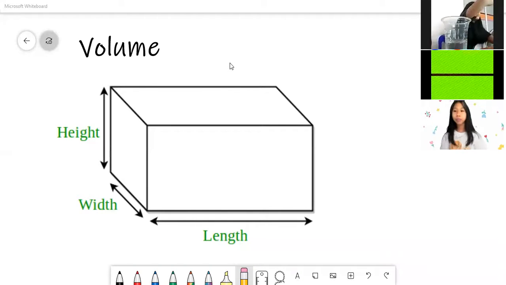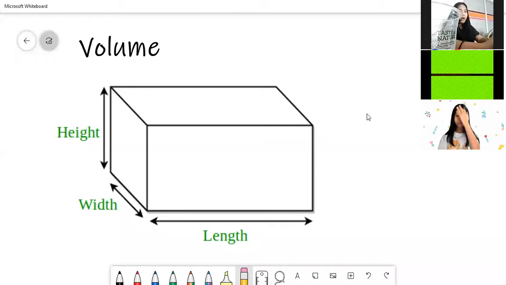Good morning, grade 6, and we are already in the last chapter or unit for your first term. So today is September 2, 2021. So volume here, page 109.